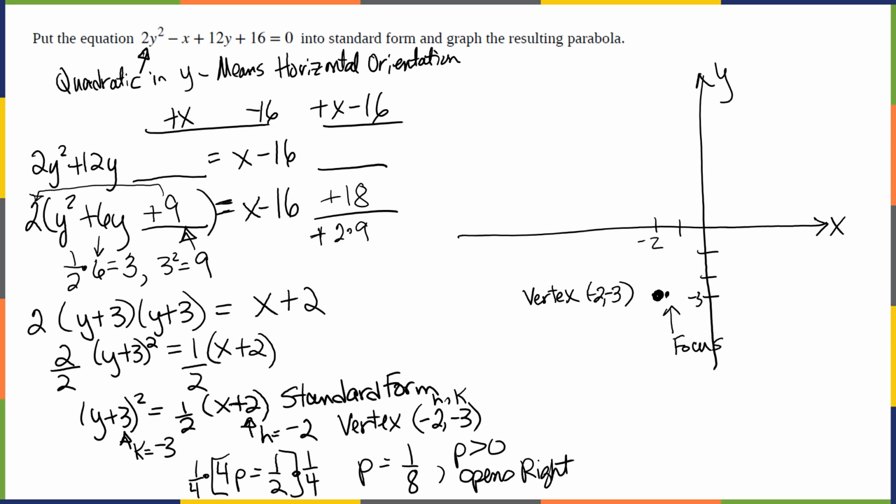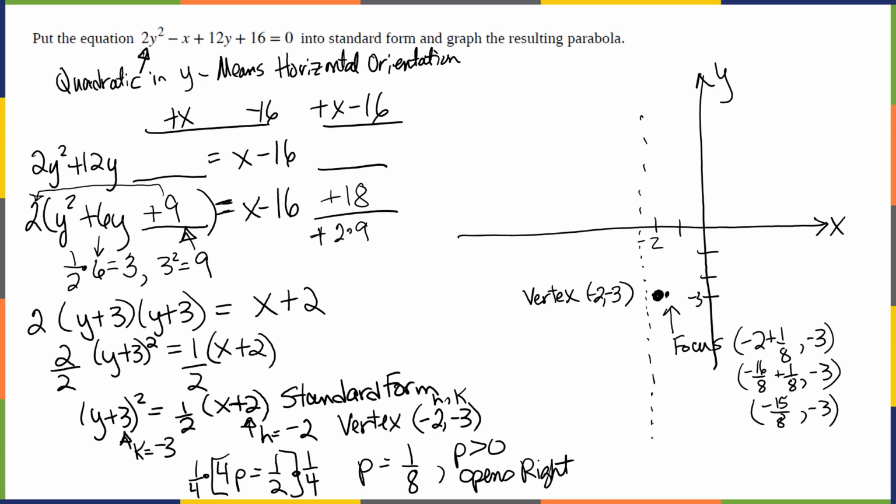So our focus is going to be at -2 plus the distance of 1/8, comma -3. Getting a common denominator, if you needed to find that, -2 is really -16/8 plus 1/8. So our focus is at -15/8, comma -3. And then our directrix is a distance of 1/8 on the outside of the parabola. So we will need to draw a vertical line.